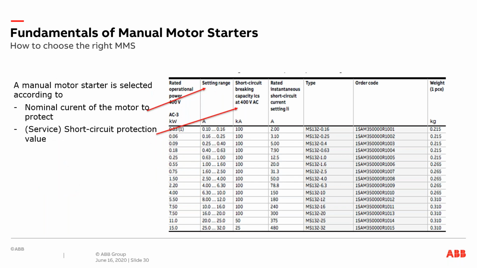So how do you select a manual motor starter? Very, very simple. You need to know the nominal current of the motor, and you need to know what kA you want. 100K, I mean, it is too high, I can understand, but the manual motor starter actually has a short circuit breaking capacity of around 100K. But you need to make sure that if you see in the chart anything above 11 amperes or above a particular current, you need to use a fuse as well.